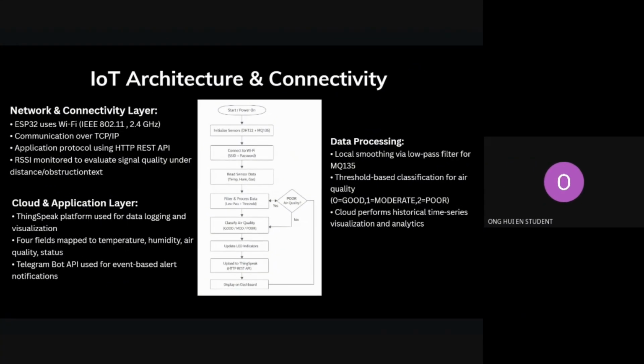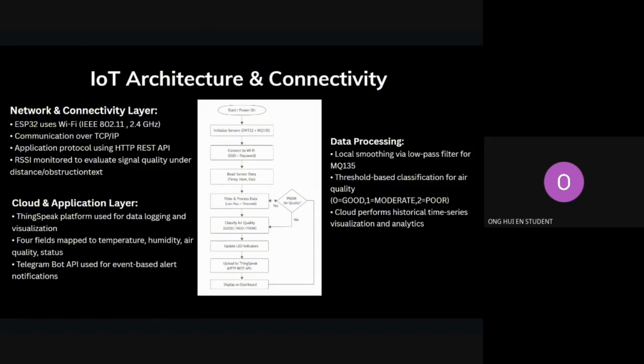I'm Ong Hui Eun, and for my part, I'm responsible for the IoT system architecture, connectivity, and data flow of the device. This includes how the sensors communicate with the cloud, how the data is processed, and how notifications are delivered to the user. So for the IoT architecture overview from the flowchart, our system follows the typical IoT architecture consisting of a sensing layer, a connectivity layer, a middleware layer, and an application layer.